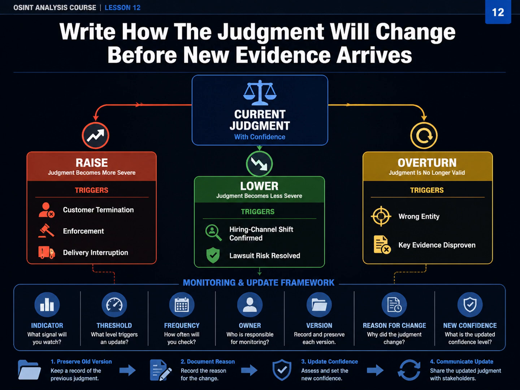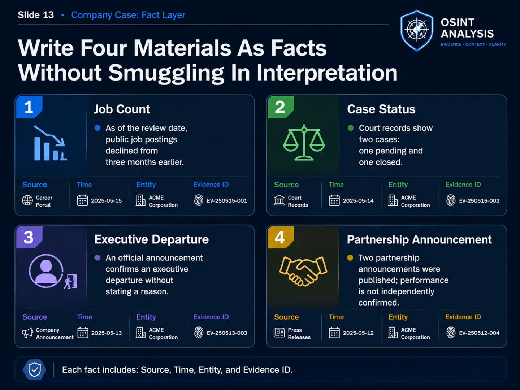"Update if the situation gets worse" is unusable. "Review if a major customer terminates, enforcement exceeds the threshold, or 2 consecutive deliveries fail" creates an operational monitoring task. Preserve the old version and reason for change. Now write the company materials as facts without inserting crisis language.